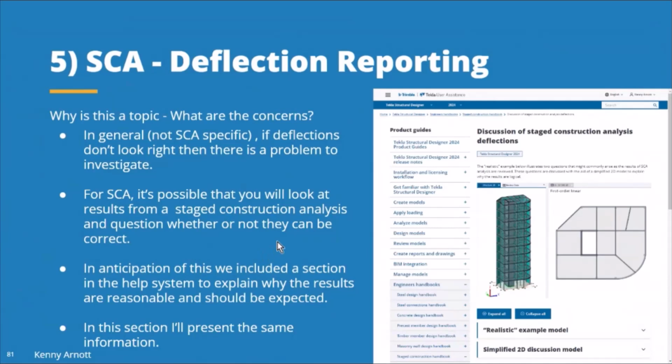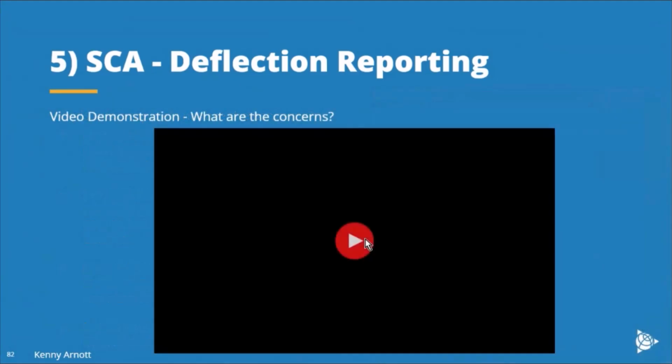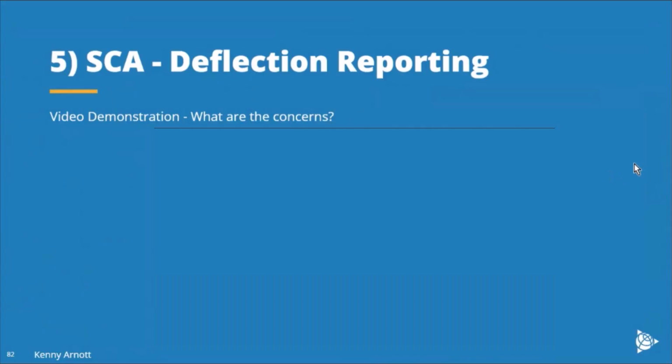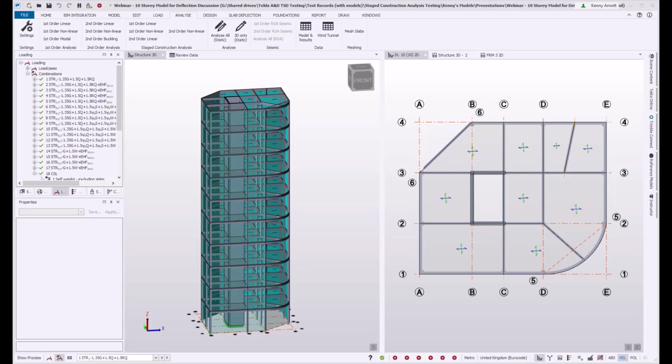And for stage construction analysis, the same remains true, but there can be some little quirks that you have to expect. So in anticipation of that, we included this extra section in the help system. And really what I'm going to do here is present all of that same information. To do that, I'm going to start just by talking you through a video introducing what the concerns are. I'll use this structure to illustrate the sort of concerns that you might start to develop when you start looking at the deflections from stage construction analysis.